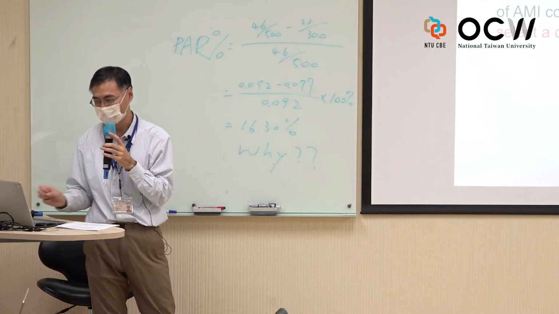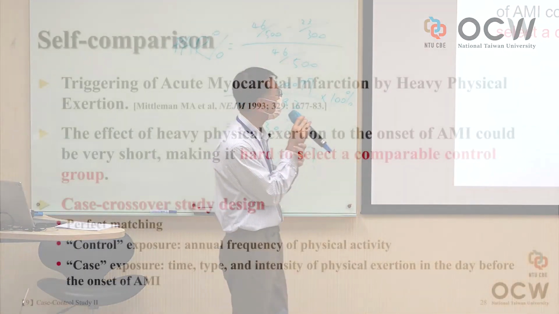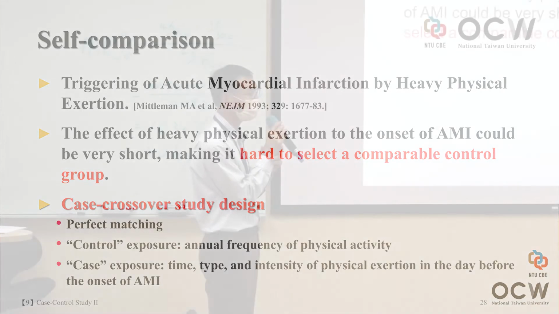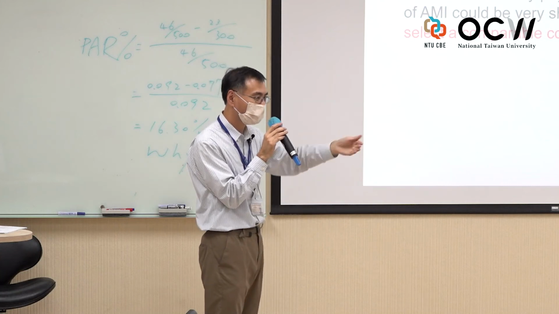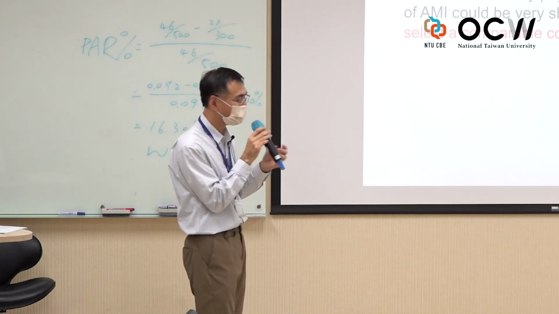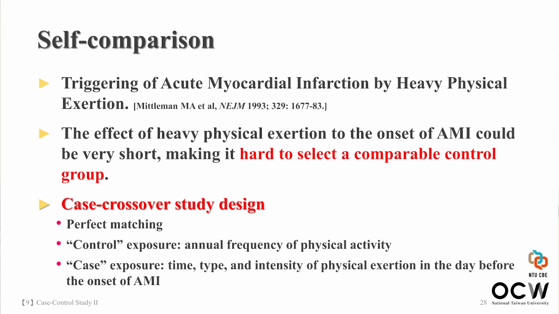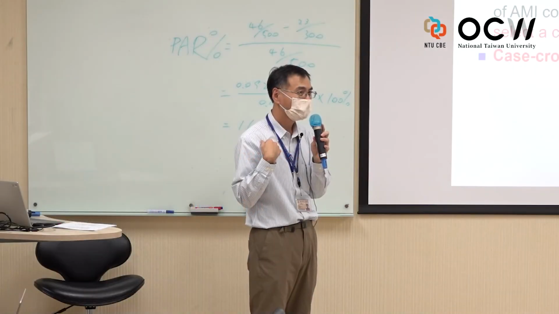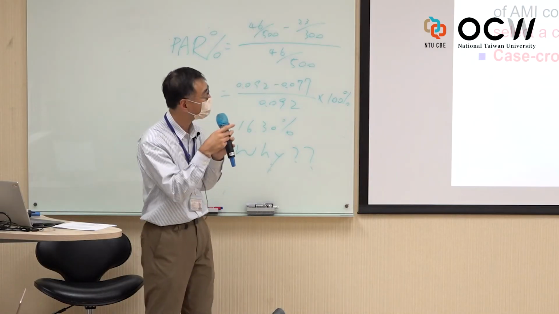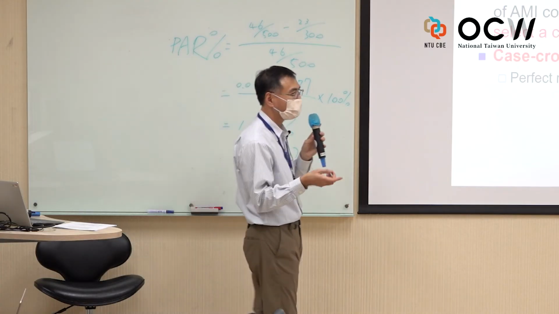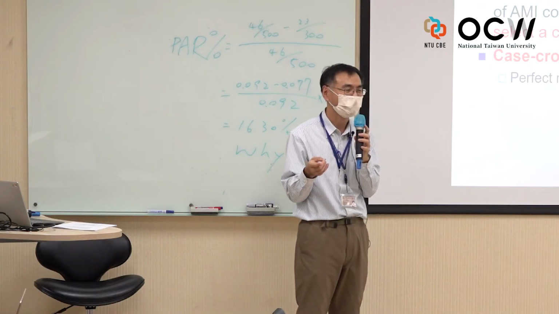No, not necessarily true. Okay, the background is that the effect of heavy physical exertion on the onset of AMI, heart attack, could be very short, making it hard to select a comparison control group. That's the background. The time from exposure to outcome is so short, so it's very hard to find an appropriate control group to compare with. Okay, so this is also called a case crossover study design. The cases simply compare to themselves before the event, the AMI here, or heart attack. And it's perfect matching.